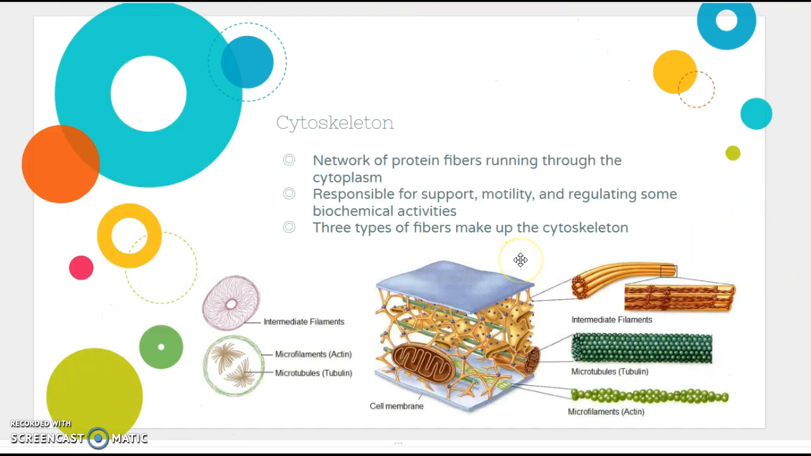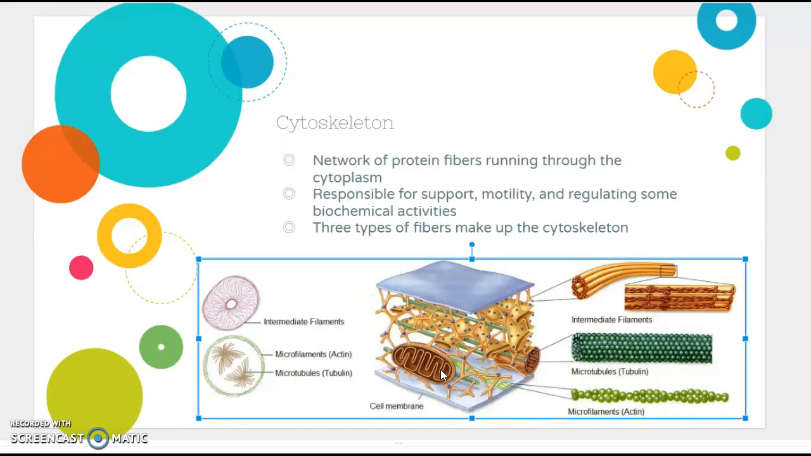The cytoskeleton is a network of protein fibers that run through the cytoplasm. So this is a picture of a piece of a cell. And the cytoskeleton is responsible for support, motility or movement, and then regulating some biochemical activities. And we have three types of fibers. So we have the intermediate filaments, which you see here, the microtubules, and the microfilaments.